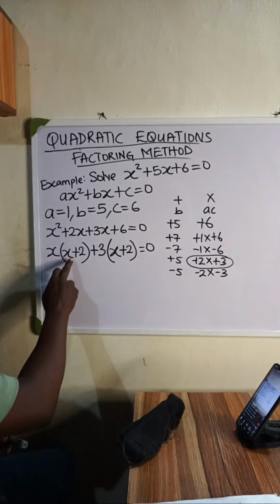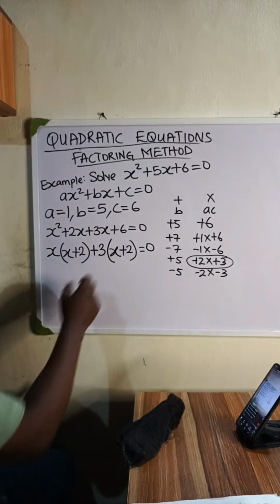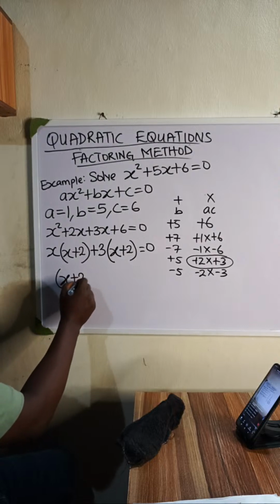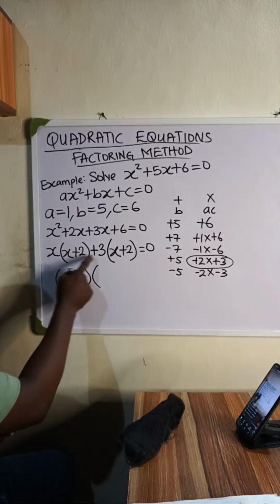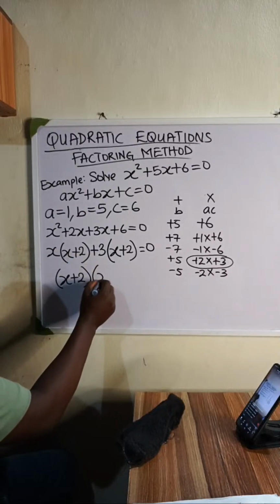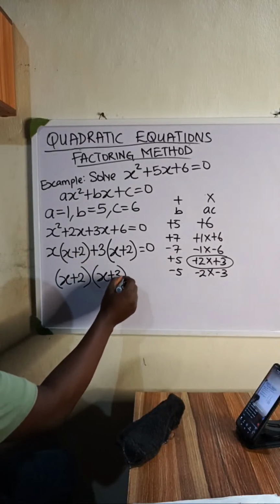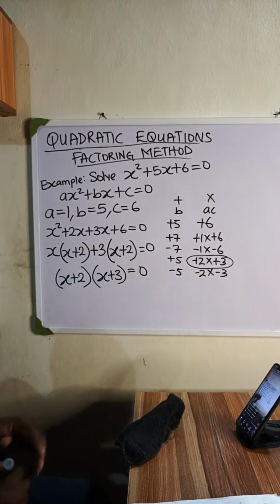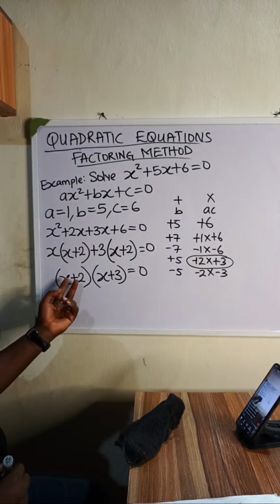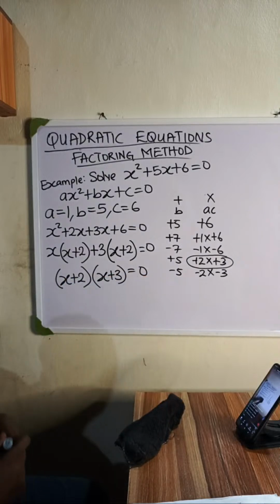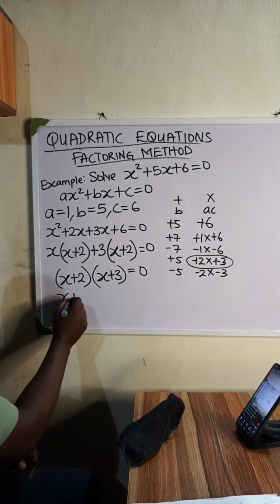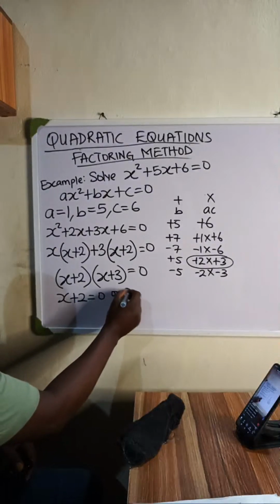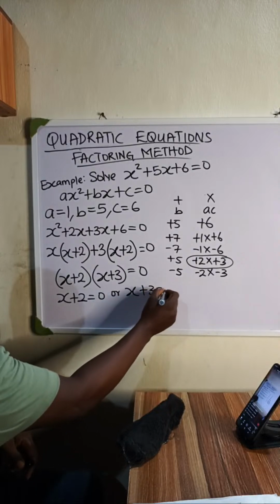So the values outside the bracket, the values inside the bracket is the same. So we write x plus 2, and then we'll bring the values outside the bracket together. It's equal to 0. So next thing we do is we equate each of the brackets to 0. So x plus 2 is equal to 0, or x plus 3 is equal to 0.